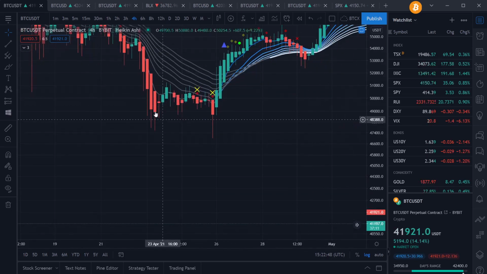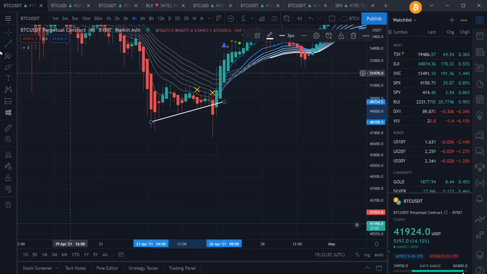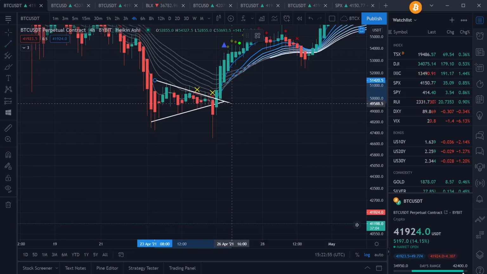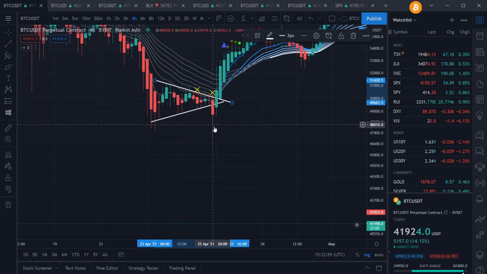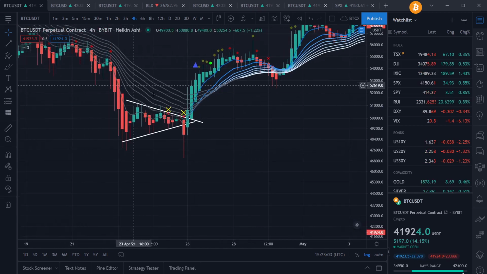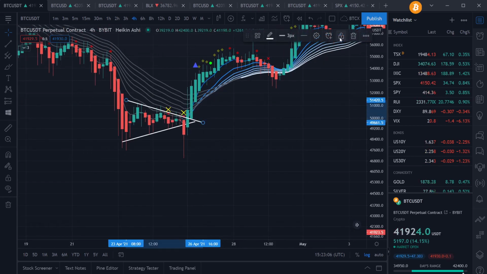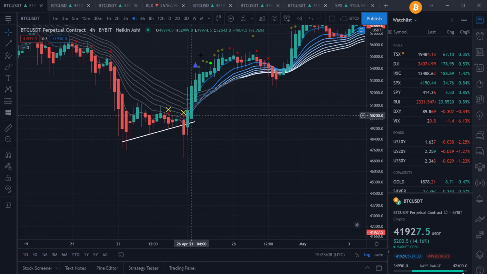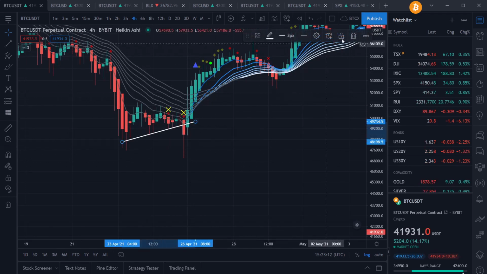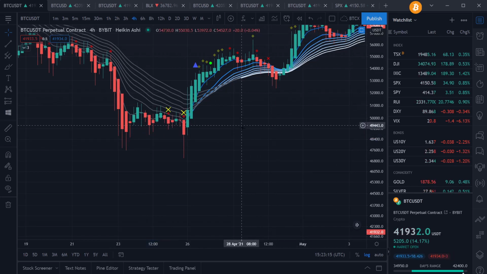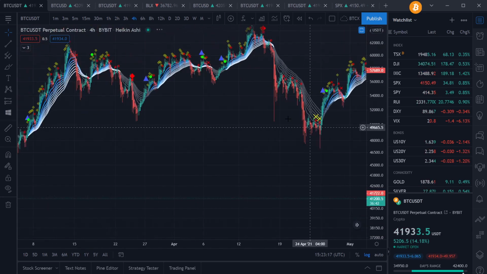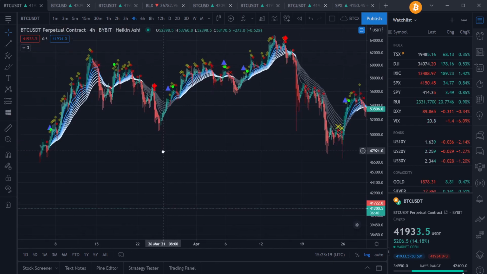I don't know if people remember, we were having a very nice little triangle like this, and then we broke down. But it was on a manipulation X. So we broke down all the way down here and then reversed to the upside immediately. It was so fast, it happened within like 15 or 30 minutes, and we're already back up. We're breaking back into the triangle, going back up. So it was manipulated to go down. When there's manipulation, you already know what's going to happen.